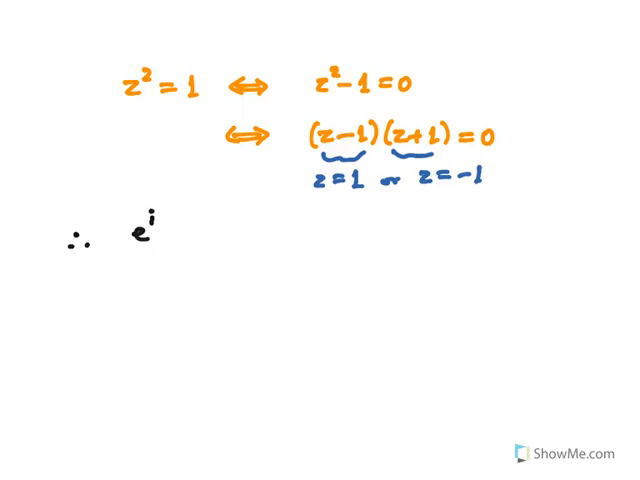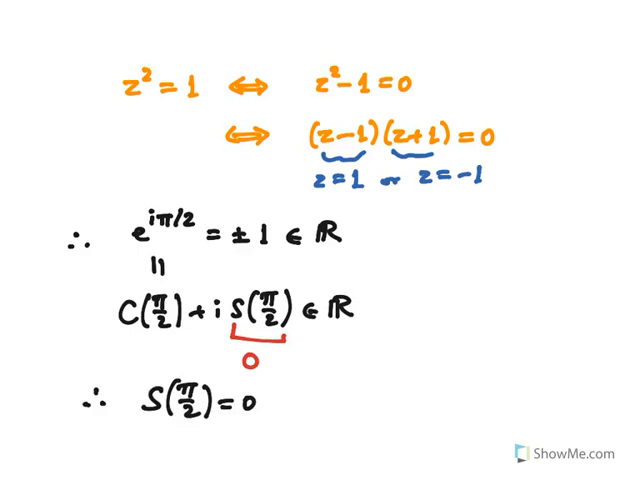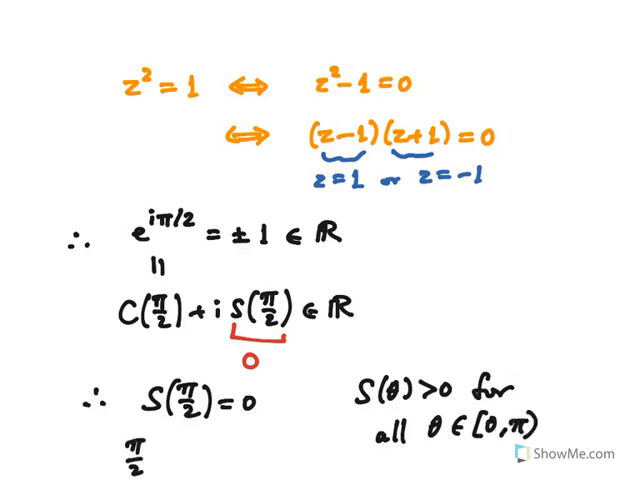That would lead us to conclude that e to the i pi over 2 is either 1 or minus 1. But either way, it's real. And if we write it in terms of its real part and its imaginary part, the fact that this is a real number tells us that the imaginary part would have to be 0. So in other words, we would conclude that S of pi over 2 is 0. But you see, this is a contradiction because in fact S is known to be strictly positive for all theta in the interval 0 to pi. And pi over 2 is certainly in that interval.